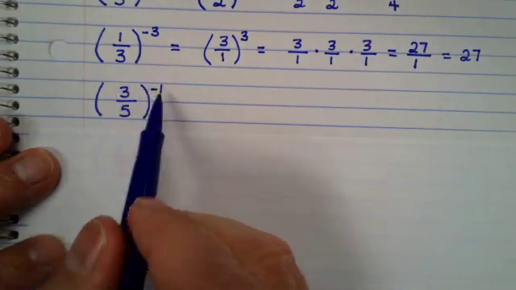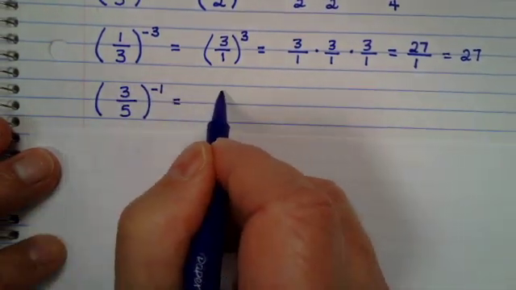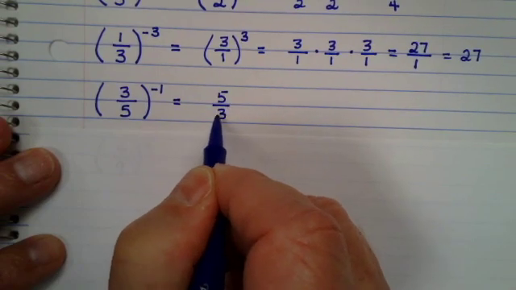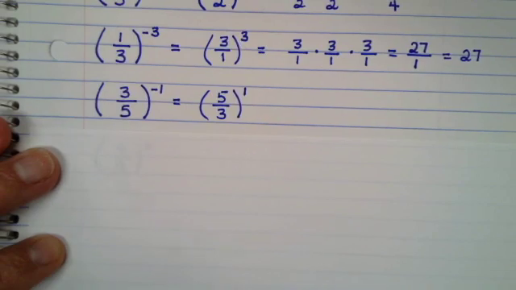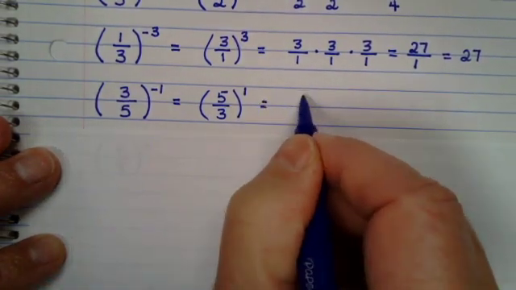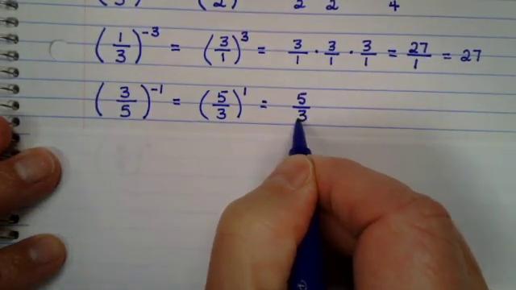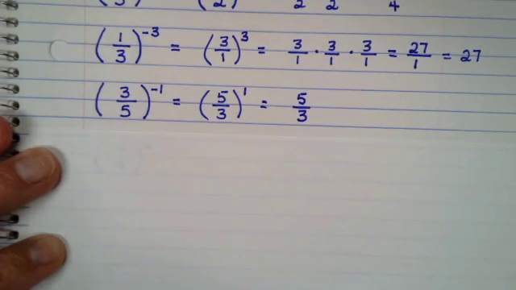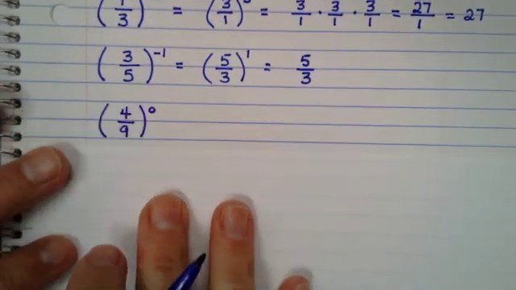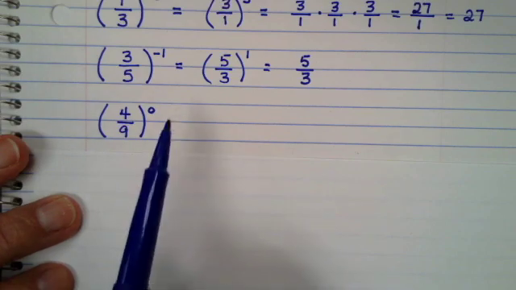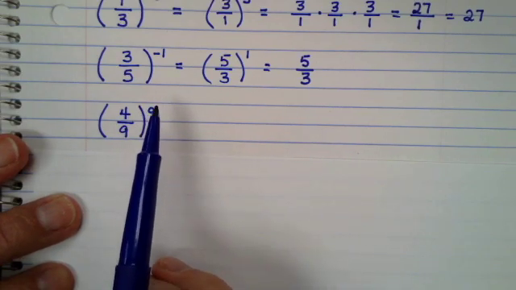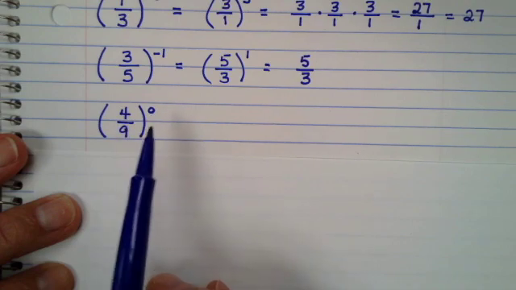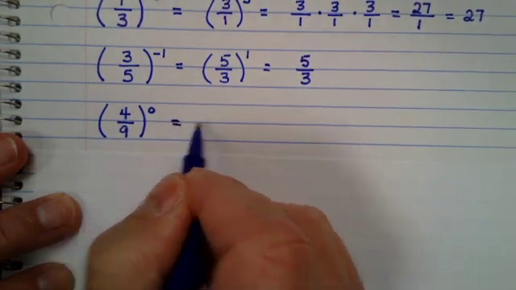Another fraction with a negative exponent. Again, we're supposed to flip it, change the sign. This means I only write 1 5/3 down, and I'm done. Remember our rule for something that has an exponent of 0, anything raised to the 0 power is supposed to be equal to 1.